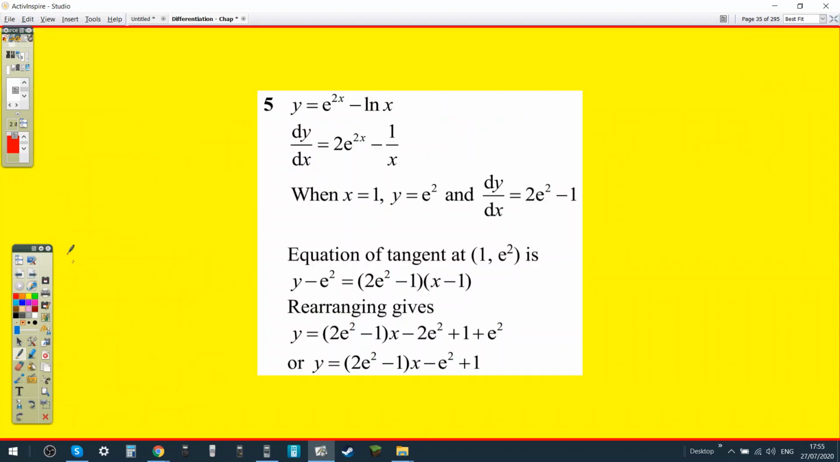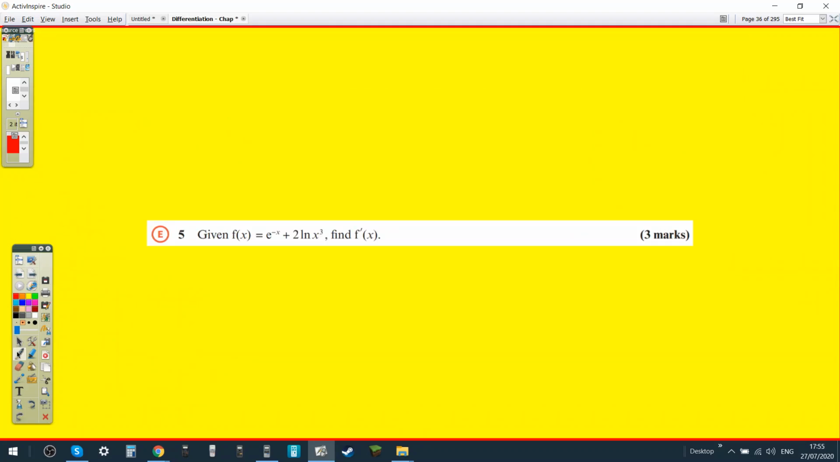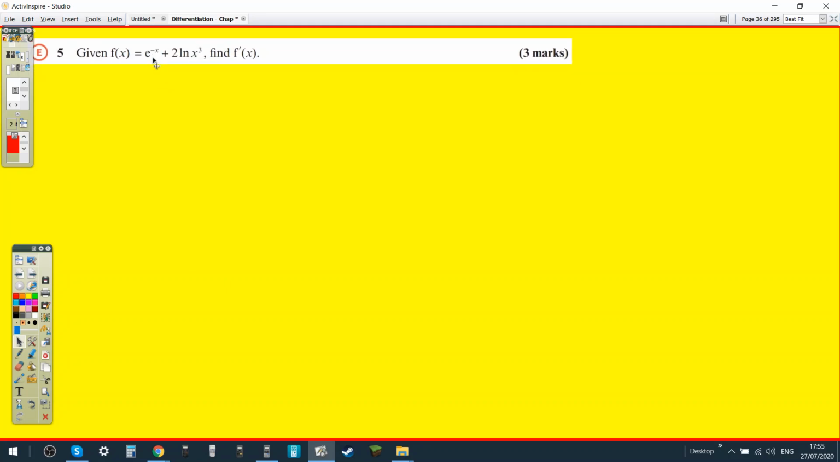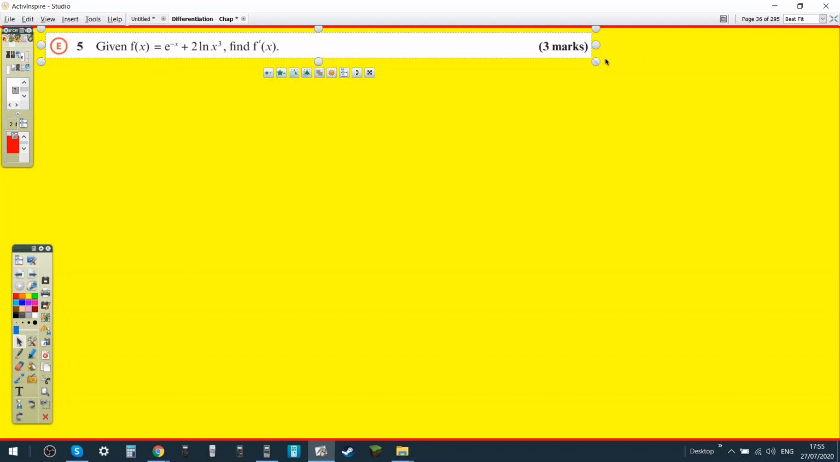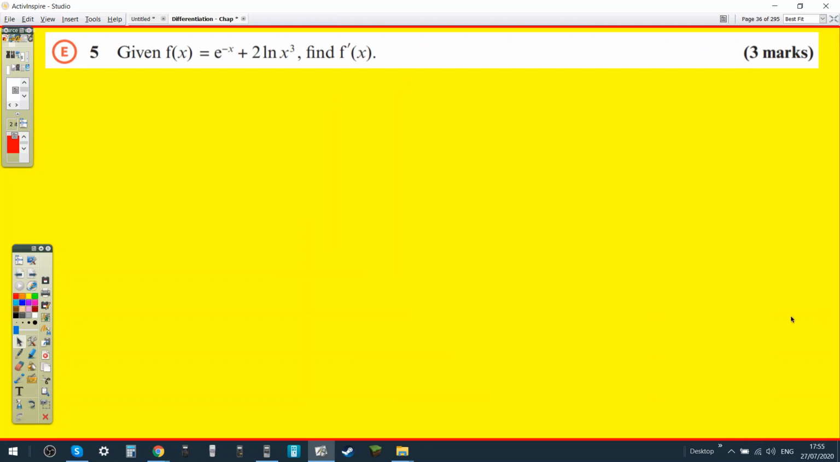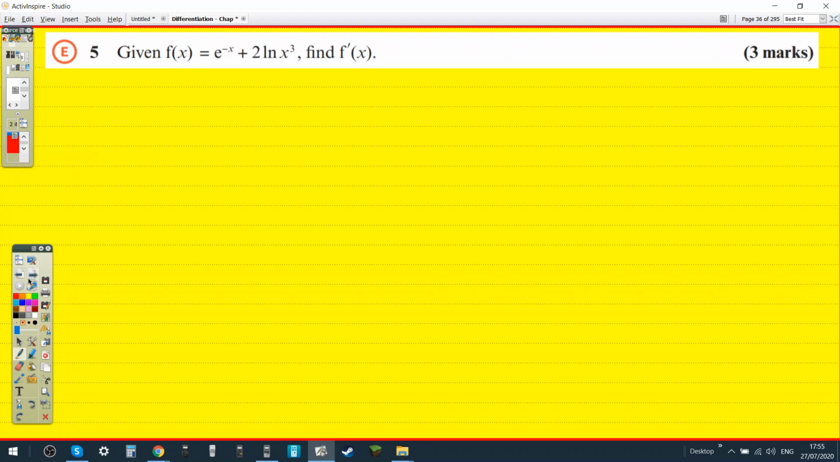Any questions there? No. Is this the same stuff, or is it worth doing? It's just differentiating. Yep. Let's see. e to the x, 2 ln... What is the derivative of this? So e to the minus x is just minus e to the minus x. 2 ln x cubed.